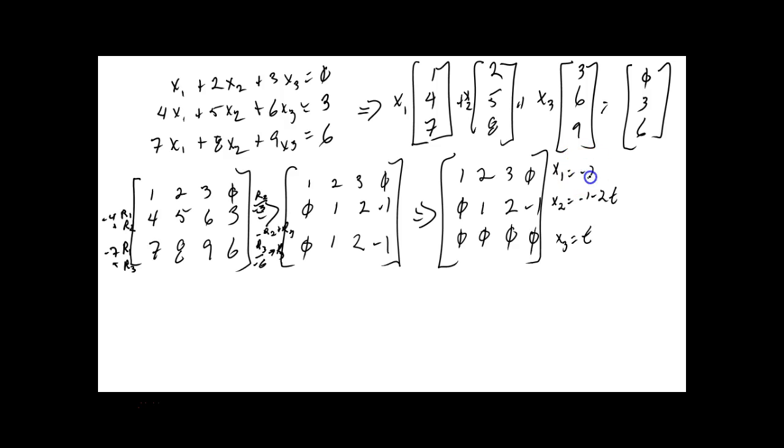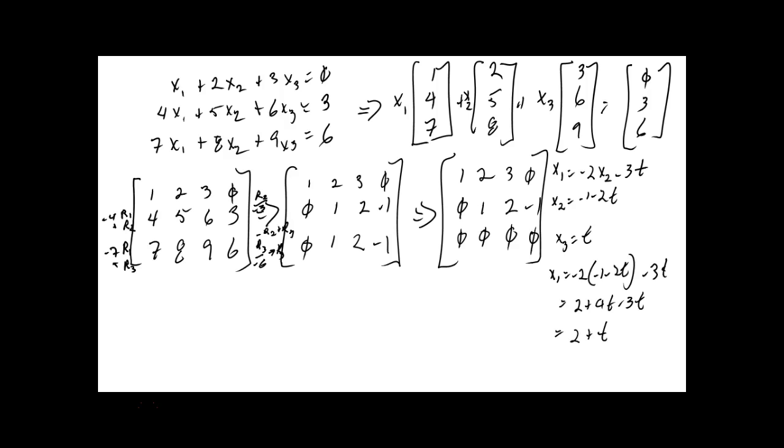Basically, it's minus 2 x2 minus 3t, because x3 is t, right? 0 minus the others. But our x2 is already this, so that would be minus 2 times minus 1 minus 2t, minus 3t, which would be 2 plus 4t minus 3t, which would be 2 plus t, okay? Now, pick a t. Any old t. Frankly, I would have gone with 0. If t equals 0, x1 would be 2, x2 would be minus 1, and x3 would be 0. They went with x3 equal negative 1.